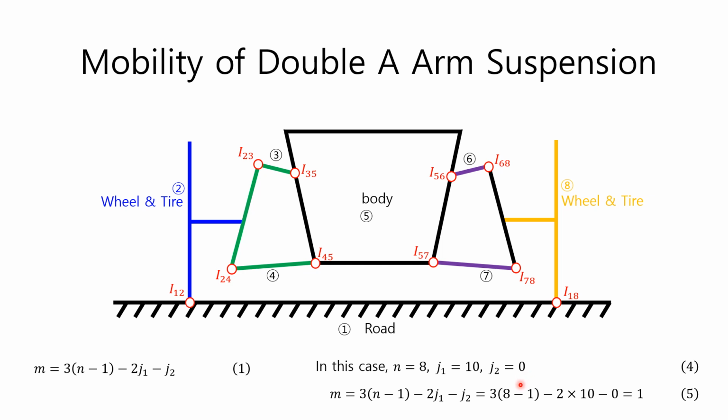If we substitute the conditions of equation 4 into the mobility calculation equation 1 we formulated earlier, we can calculate the mobility value as shown in equation 5, and we can see that the mobility value of the double A-arm suspension is 1.